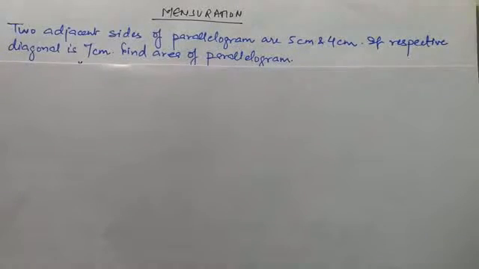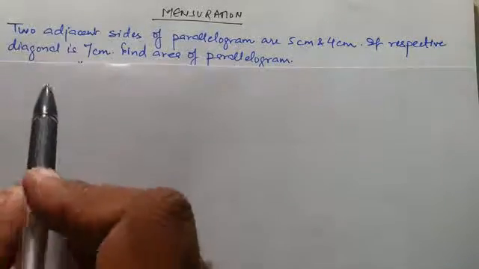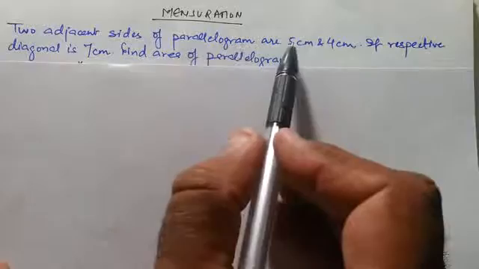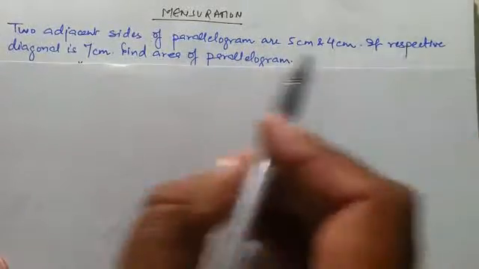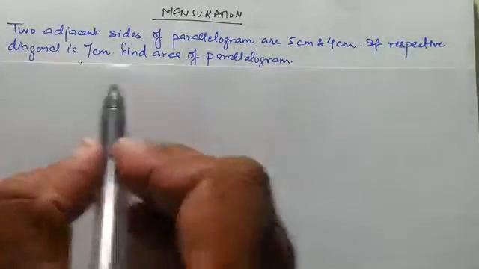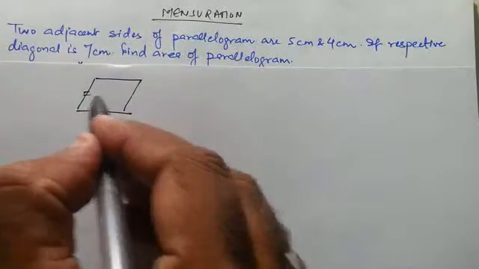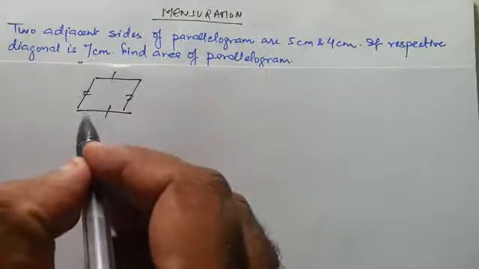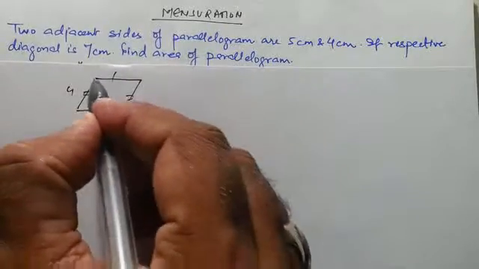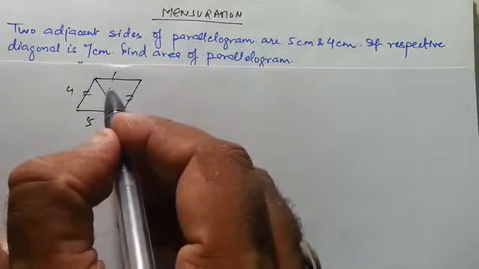The formula I have already given you. So let us see the first question. Two adjacent sides of a parallelogram are 5 cm and 4 cm. Its respective diagonal is 7 cm. Find the area of the parallelogram. So it is something like this. We are having a figure over here. It is a parallelogram, and the sides are 5 cm and 4 cm, and the diagonal is given as 7.